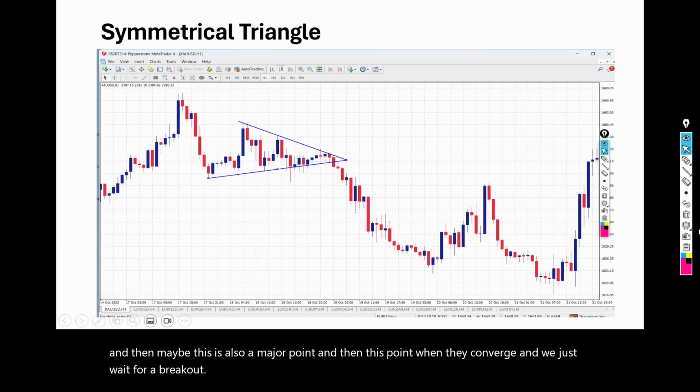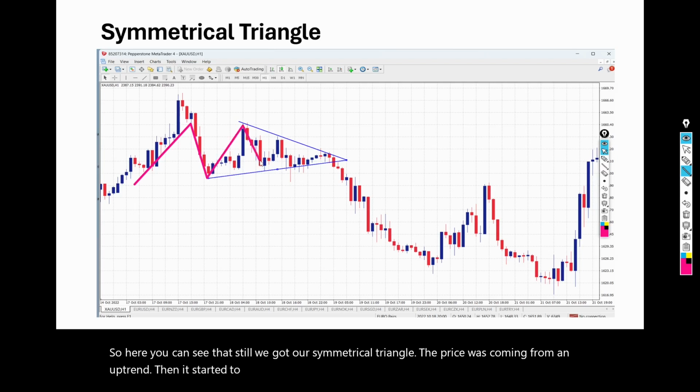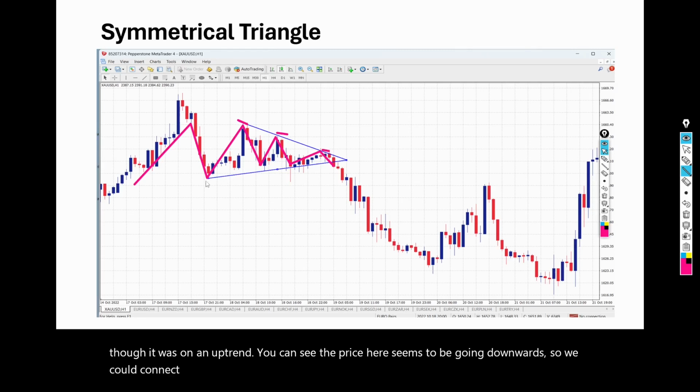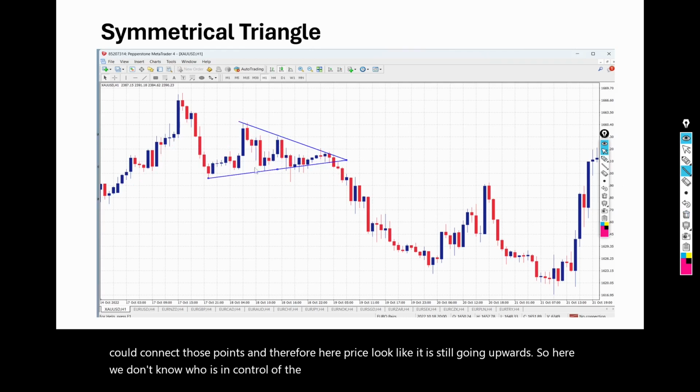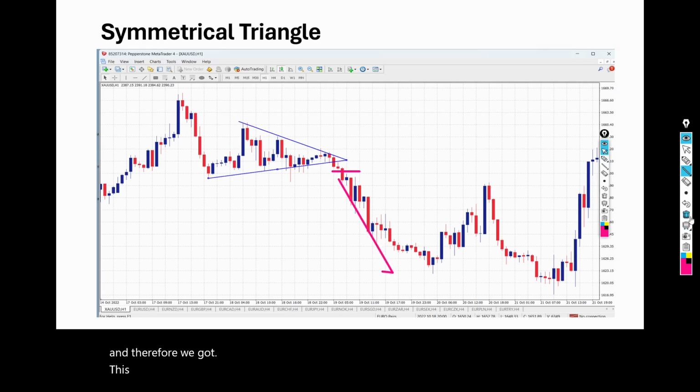So here you can see that still we got our symmetrical triangle. The price was coming from an uptrend, then it started to reverse. You can see that here we start to make a series of lower lows. So it was on an uptrend. You can see the price here seems to be going downwards, so we could connect those points, and therefore here price looks like it is still going upwards. So here we don't know who is in control of the market. So we only know who is in control after the breakout of this convergence. So you can see that here the price broke out inside of the bears, and therefore we got this downtrend. So that is how we trade the symmetrical triangle.